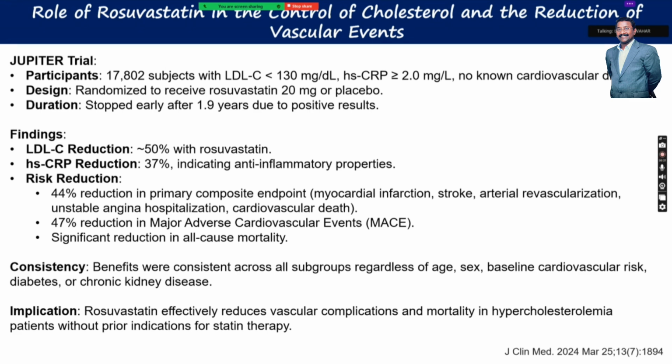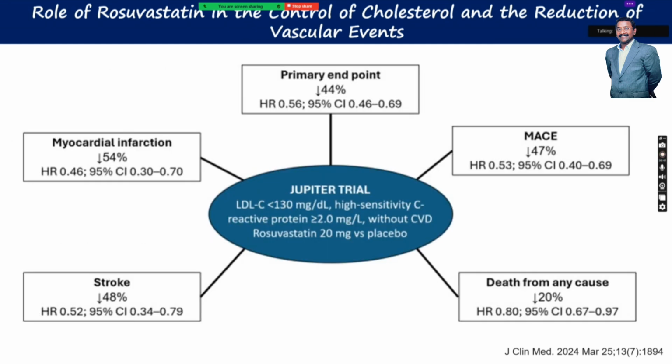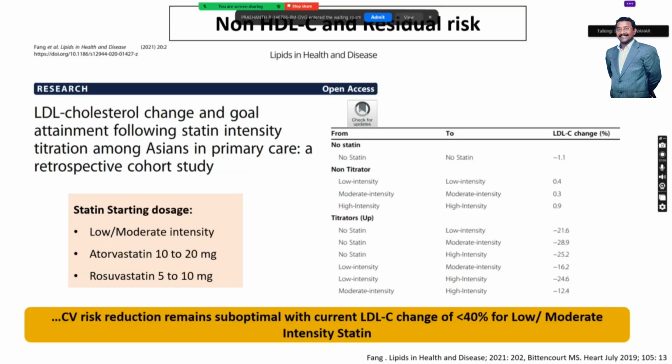See the implication: rosuvastatin effectively reduces vascular complications and mortality in hypercholesterolemia patients without prior indications for statin therapy. See the Jupiter trial: myocardial infarction reduction by 54%, stroke reduction by 48%, MACE by about 47%, primary endpoint by 44%, and death from any cause by 20%. So that is the advantage of rosuvastatin after the Jupiter trial.